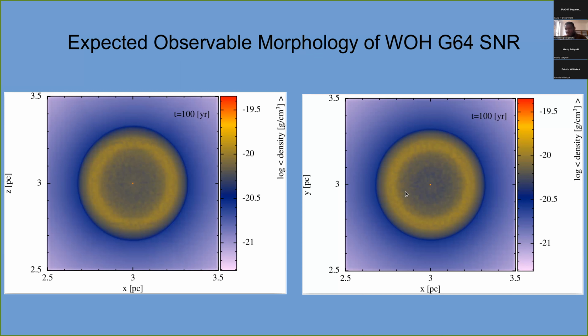If you were to observe it in the XY position, so that's face on, then you only see the material in the biconical cavity expanding towards you, and then that would just look like a spherical supernova that has occurred.